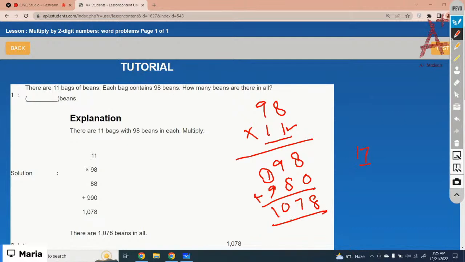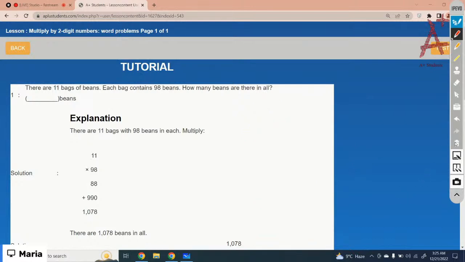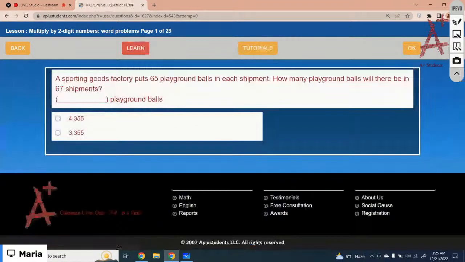Got it, everyone? If you need to be perfect with multiplication, you need to be perfect with the tables. So please make sure before starting the chapter multiplication, you are perfect with tables, multiplication tables. Okay, very good.